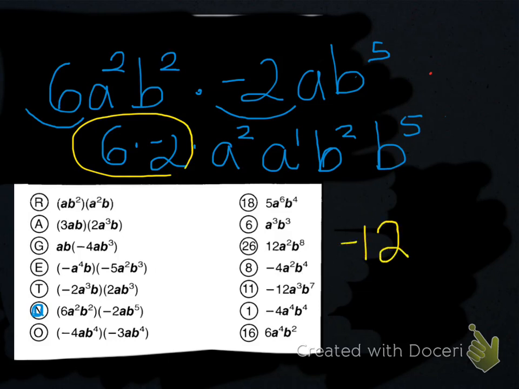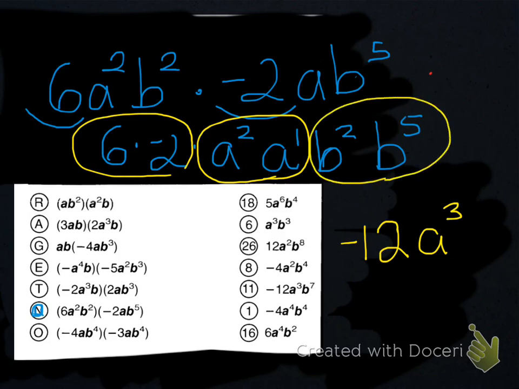All right, multiply the a's now. Like bases, a squared times a to the first is a cubed. And let's multiply the b's. Remember, the property of multiplying exponents only works with like bases. That's why I'm grouping them together. B squared times b to the fifth is b to the seventh. Do you see that answer over in our answer column? I do. There it is.